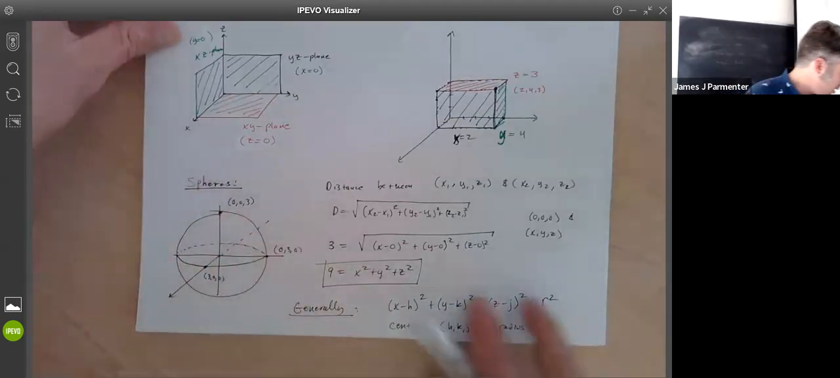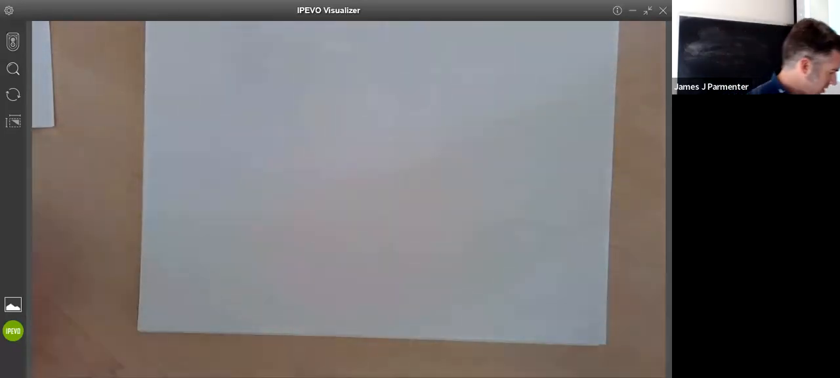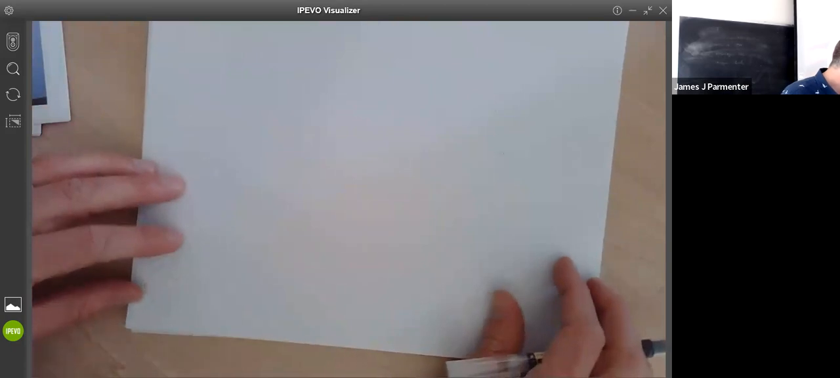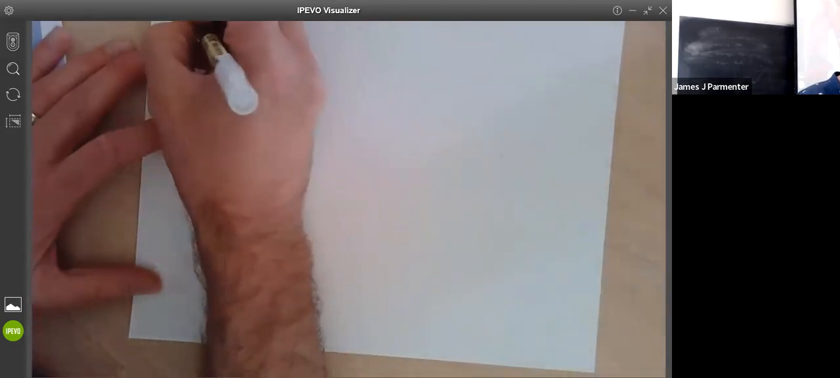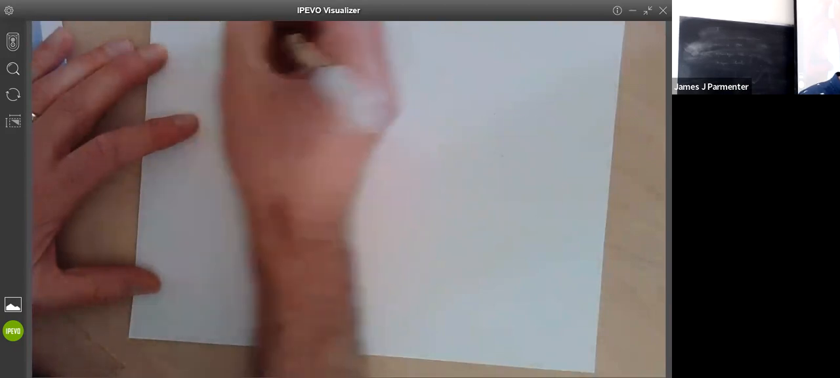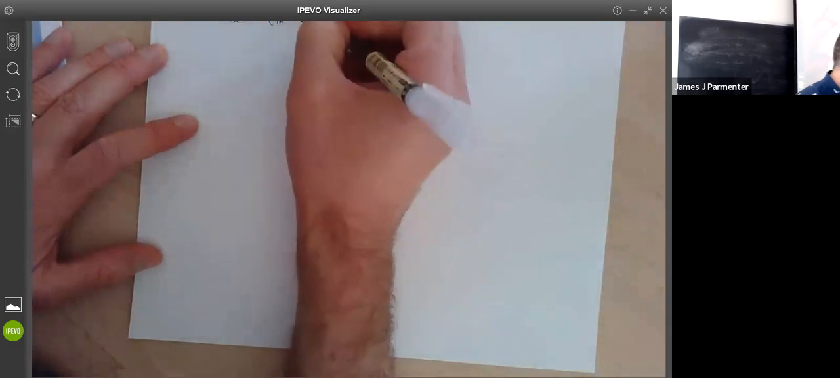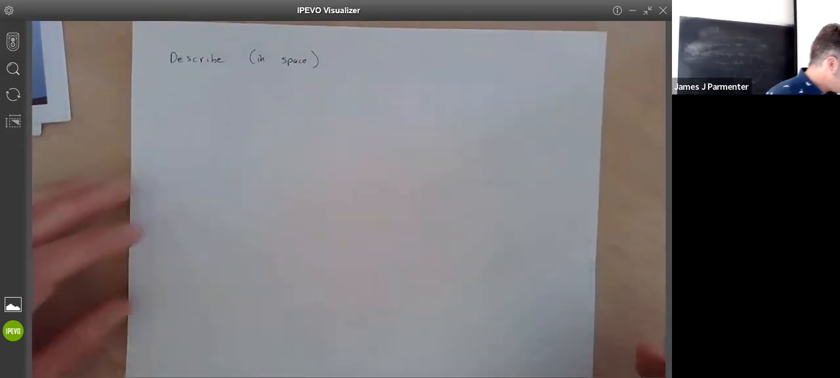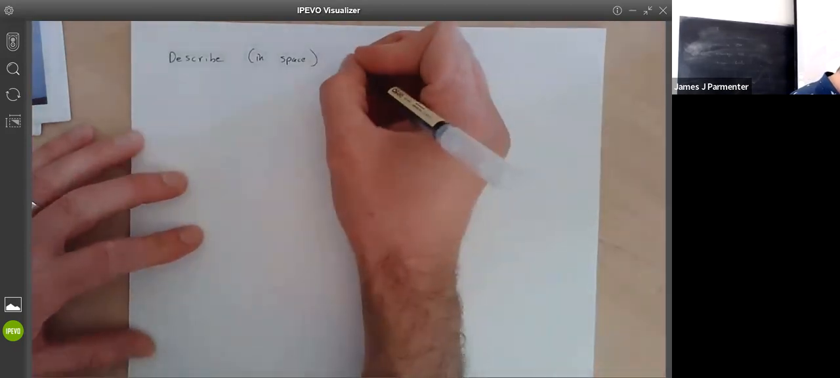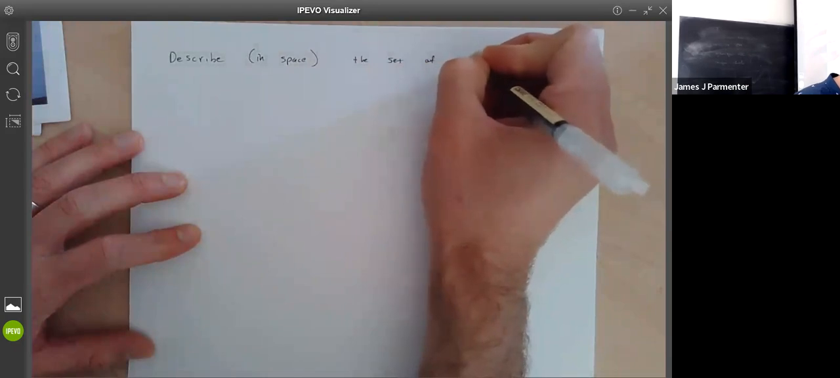So let's see. Describe a few other things. We'll move along. So what if I asked you to describe the following? Describe in space, meaning we have to think about all 3 dimensions, the set of points that satisfy the following.